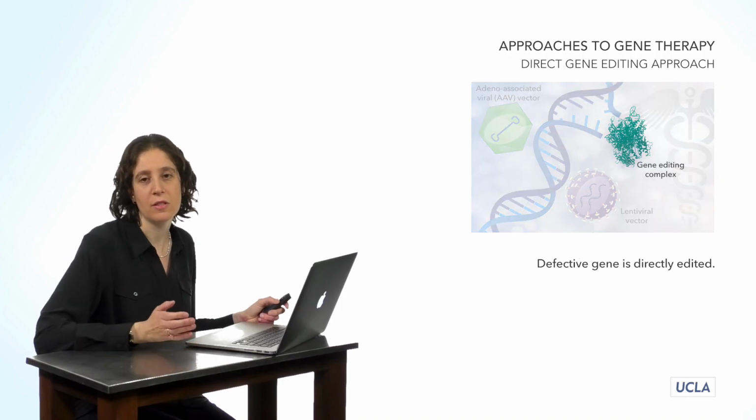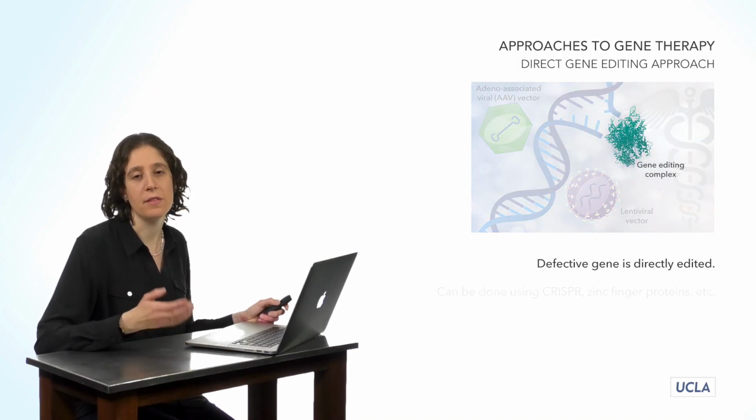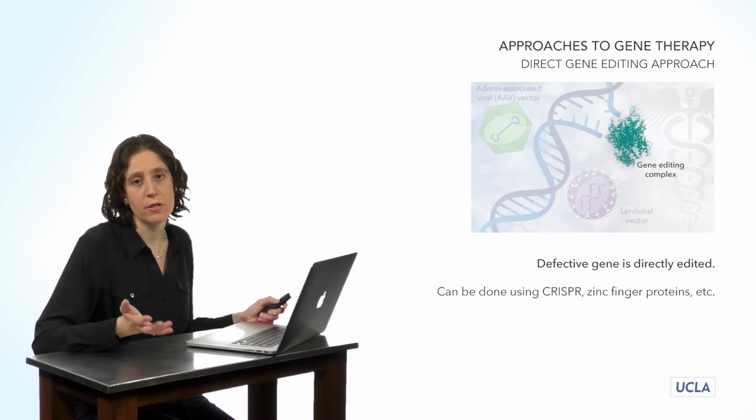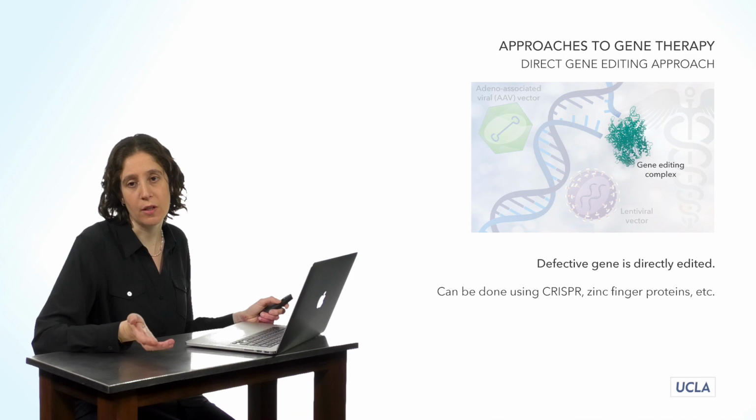This is commonly done using adeno-associated viral vectors or lentiviral vectors. In the second approach, the defective gene is directly edited, and this can be done using CRISPR, which we talked about in a previous video, or using other DNA editing technologies such as zinc finger proteins. This approach is newer and it's still less common than the first approach. However, gene therapy trials involving direct editing are currently ongoing.